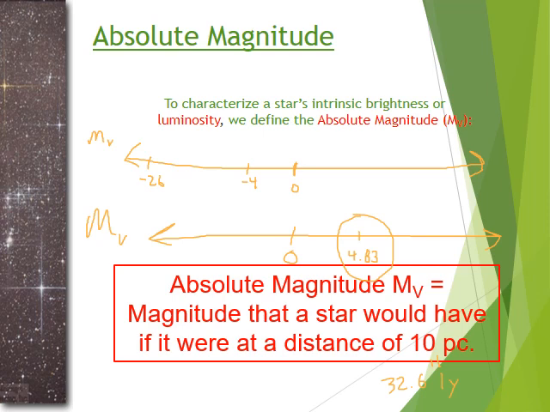It would still be visible to the naked eye, but it would be pretty tough to see, especially in city lights and urban areas. That'd be a tough star to pick out. So that's a way of leveling the playing field. Our sun appears to be so darn bright, not because it's a truly bright star, but only because it's so darn close. What if we could move all the other stars, whether they're really far or really close, to a distance of 10 parsecs away? How would they appear from that location? That's a way of truly comparing the intrinsic brightness of stars, and that system is called absolute magnitude.